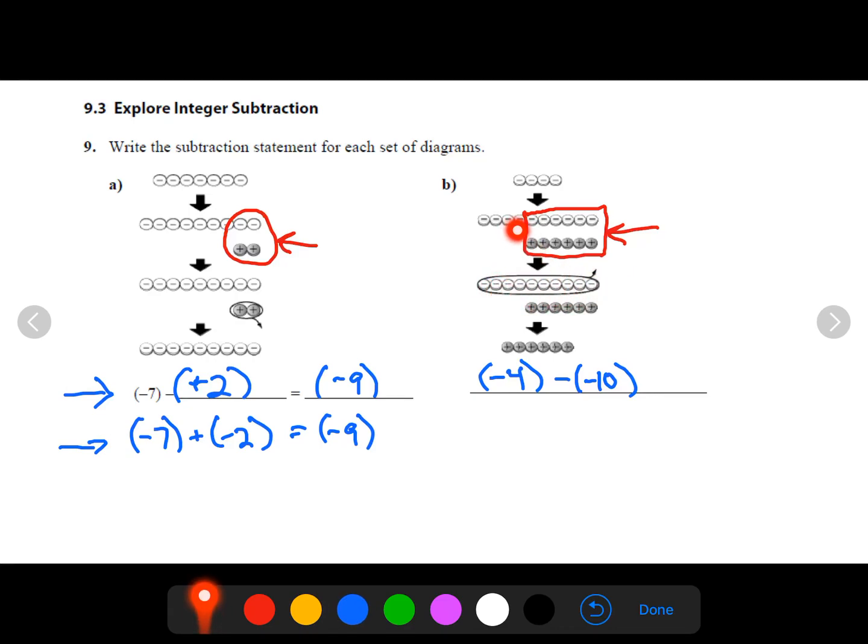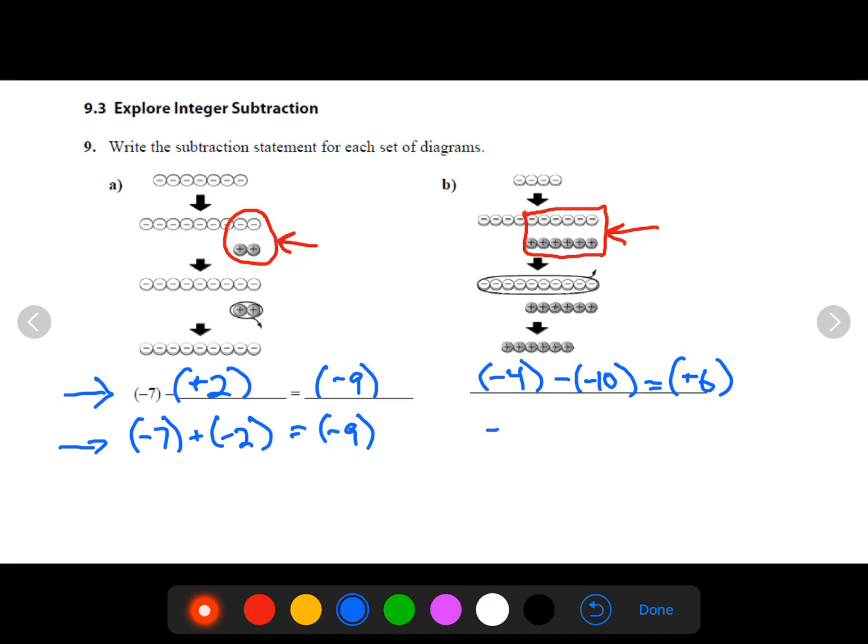We had 4 to start with. We added 6 more zero pairs, so there's 6 negatives and 6 positives for a total of 10 negatives, and we've taken those out, which then leaves us with these positive chips right here, which means we're left with +6, which is exactly what I'm seeing here. So this equation here describes that.